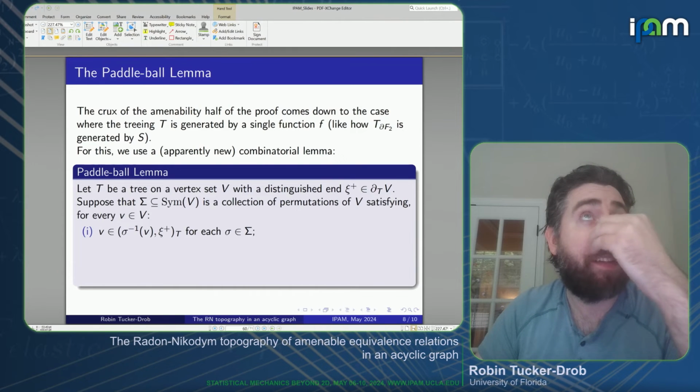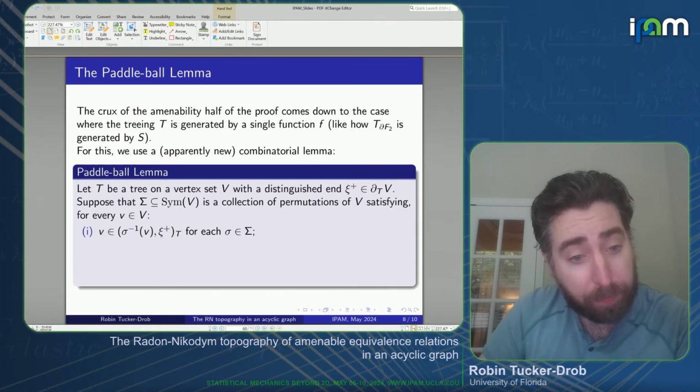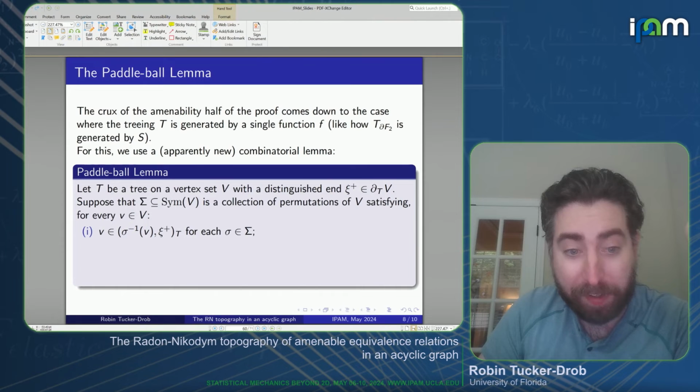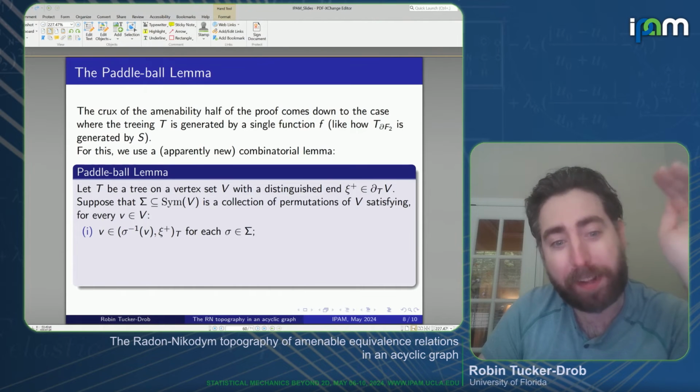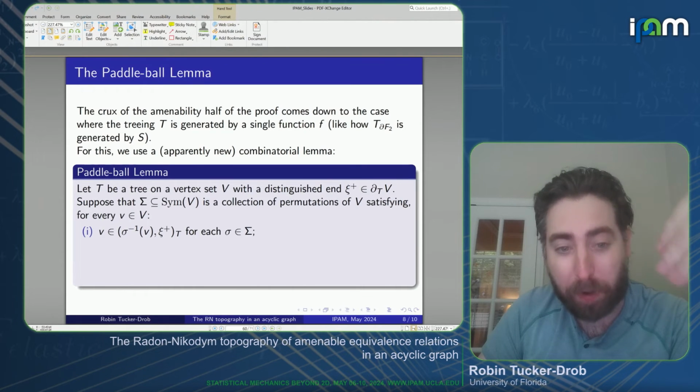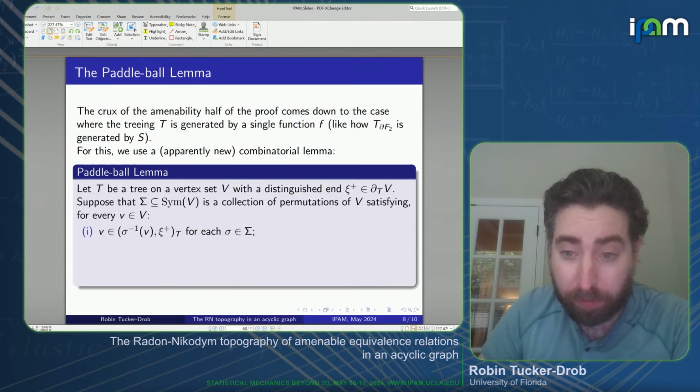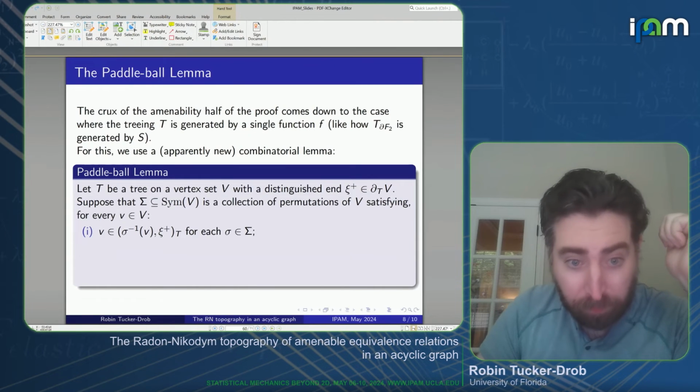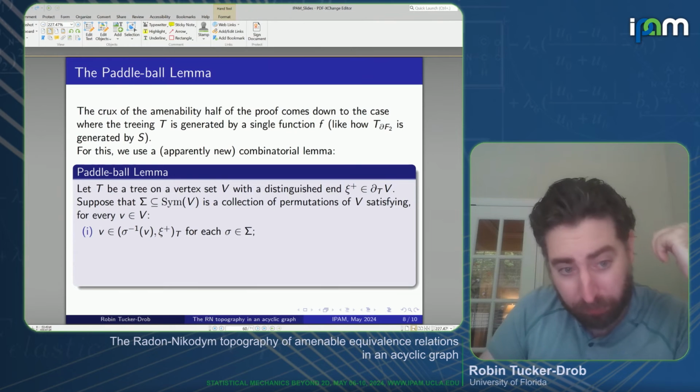So V lies between that. So sigma inverse is sort of moving away from this distinguished end, this C plus, whereas positive powers of sigma are moving towards the distinguished end, are moving vertices towards the distinguished end.